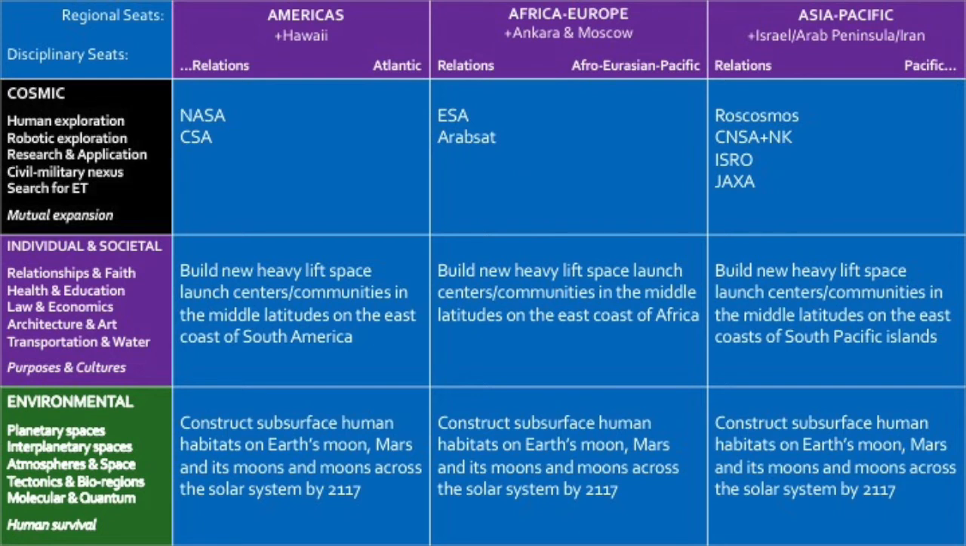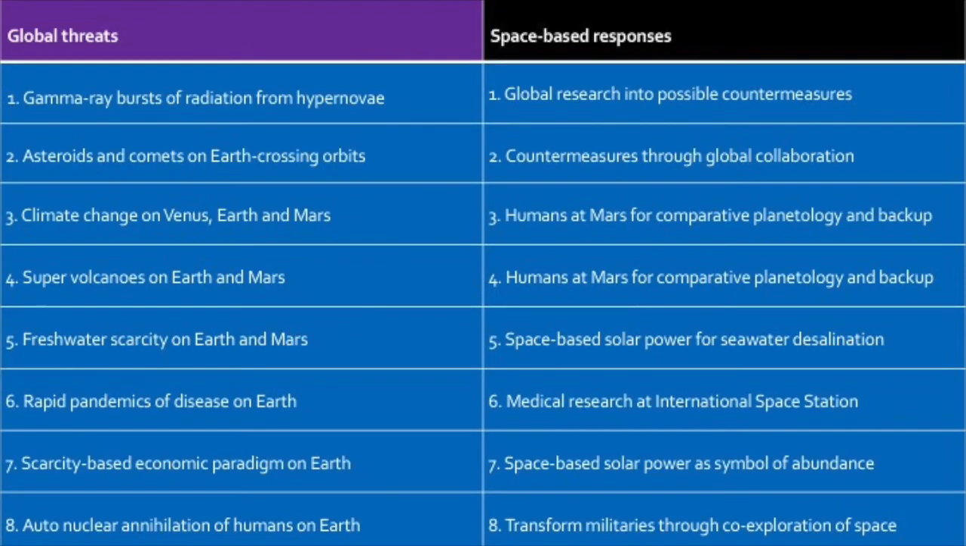Okay, so now specifically this content in the boxes, again, you can pause and read it for yourself, but it's meant to solve the problems from number 7 and 8, which are, again, just to show you, scarcity-based economic paradigm on Earth, solved by space-based solar power as a symbol of abundance, or abundance-based economics, and number 8, auto-nuclear annihilation of humans on Earth, corresponding with the global response of transforming militaries through co-exploration of space, initially the solar system.